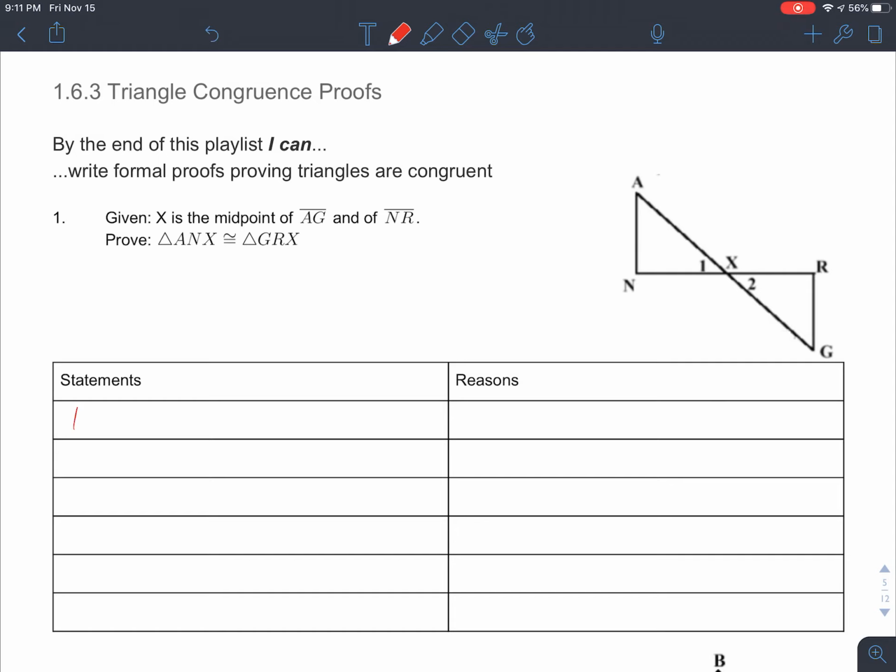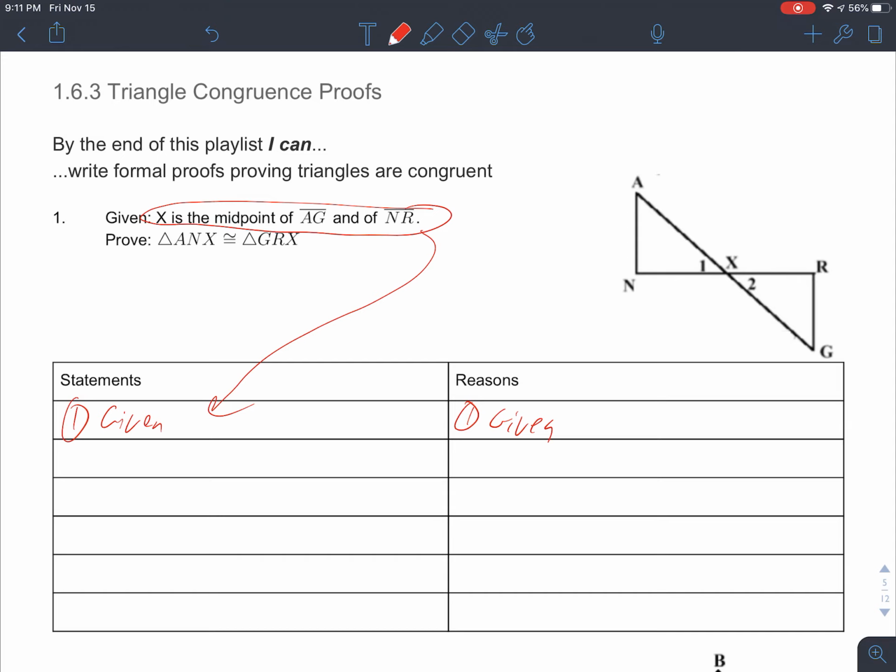So obviously we start with the given. I'm going to be lazy and not actually rewrite it, but of course you know you have to rewrite that. X is the midpoint of segment AG and of segment NR. So keep in mind that's two separate pieces of information.